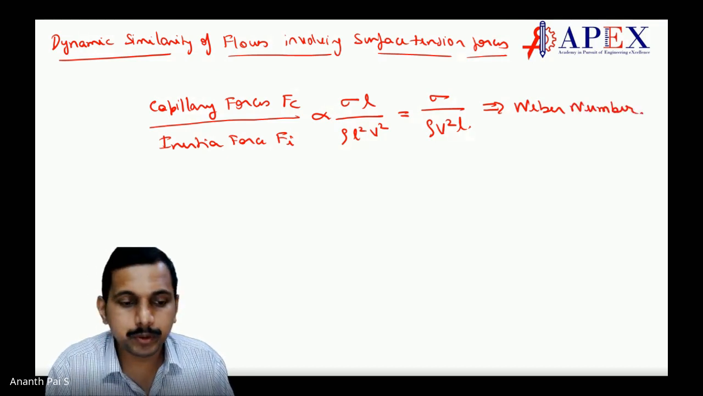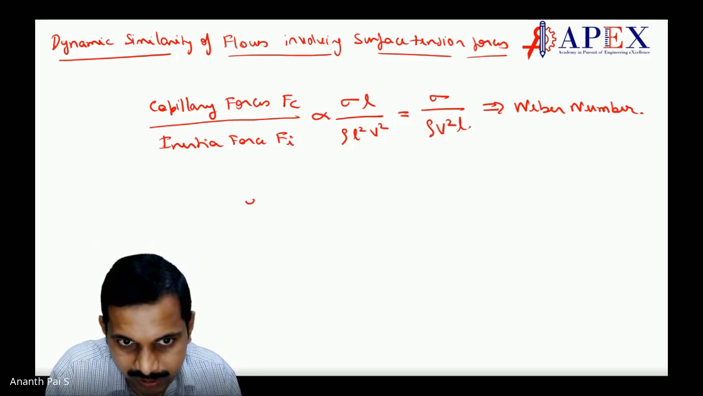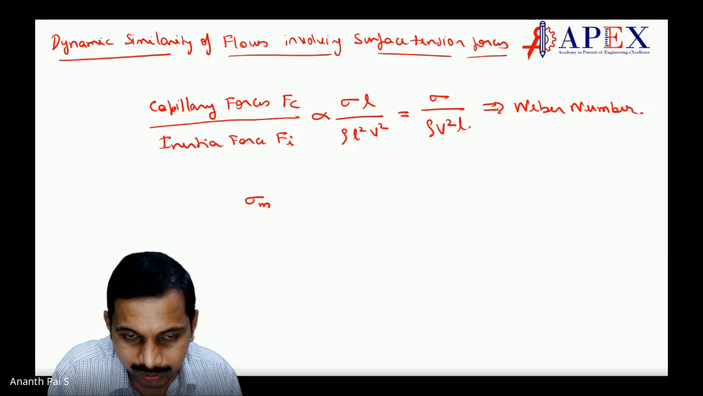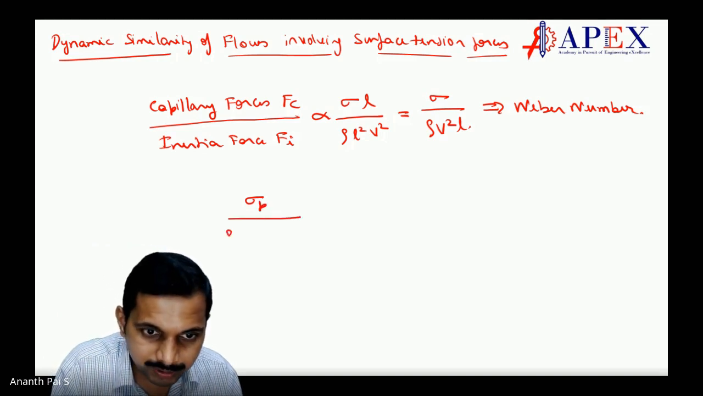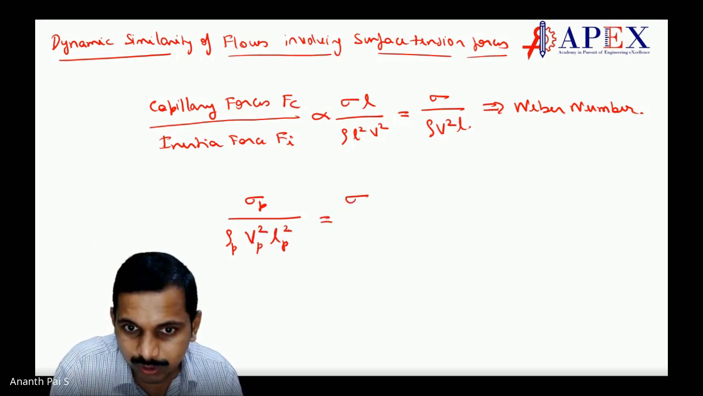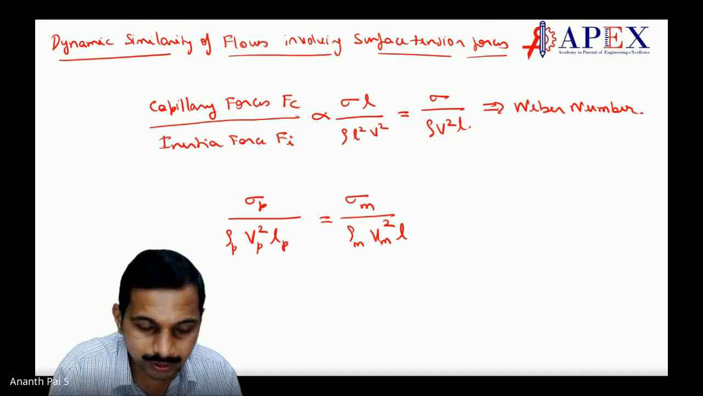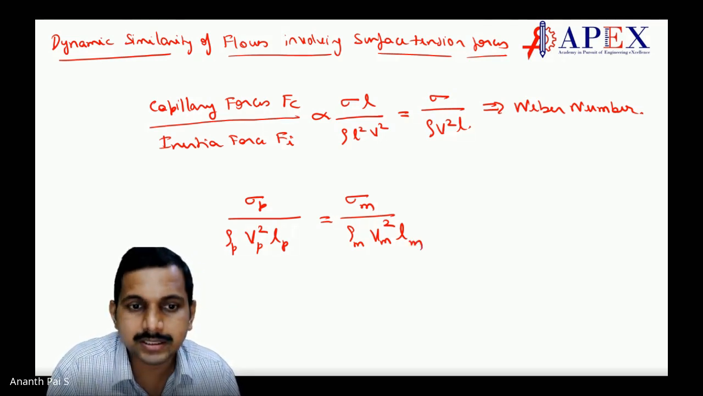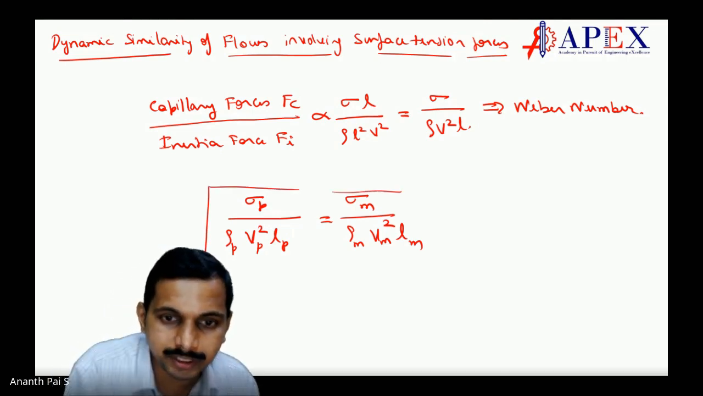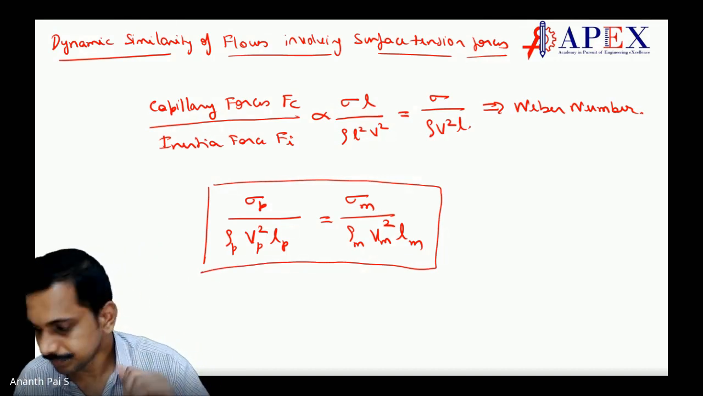So between a prototype and a model, this Weber number has to be the same. So what happens? Sigma of the prototype divided by density of the prototype, velocity of the prototype square, length of the prototype, should be equal to sigma of the model divided by rho of the model, v of the model square, length of the model. That is the law which has to be there, the dynamic similarity law. Easy, students? Very good. Write this down and remember these things, okay?